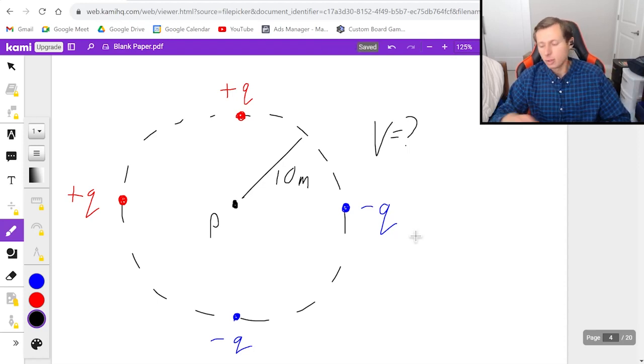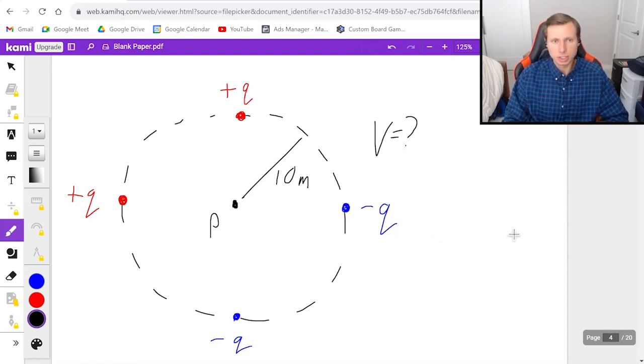So why don't you give the video a pause, try it on your own first, and then unpause it when you're ready to see the solution. Okay, and here's the solution.